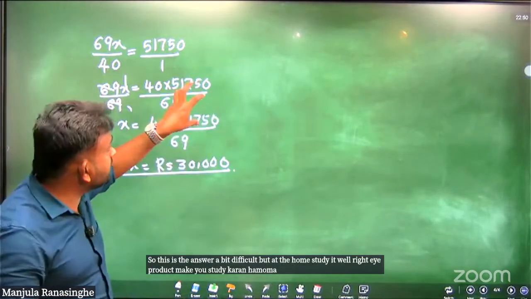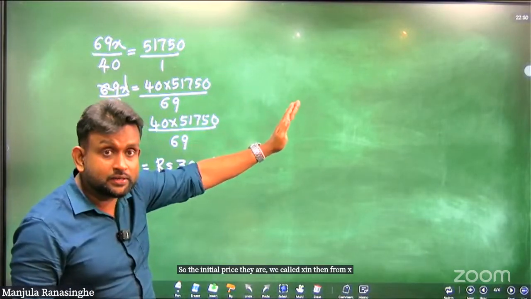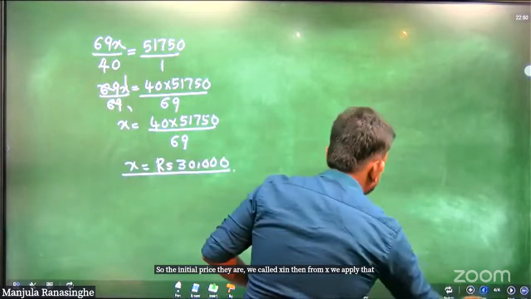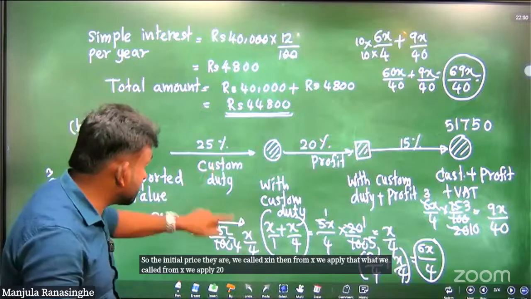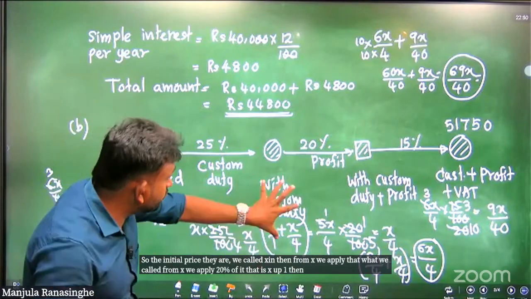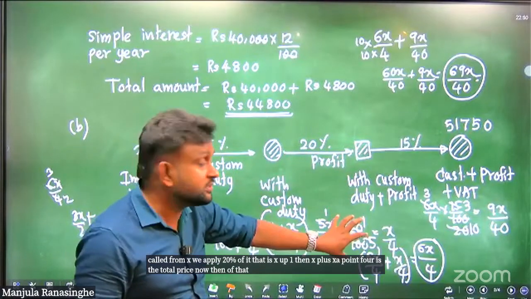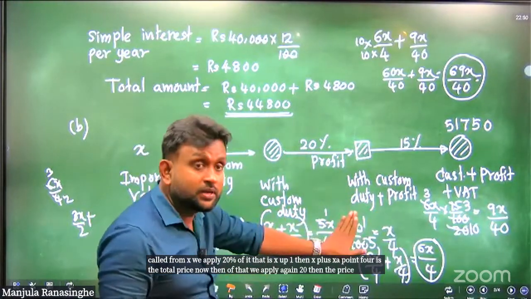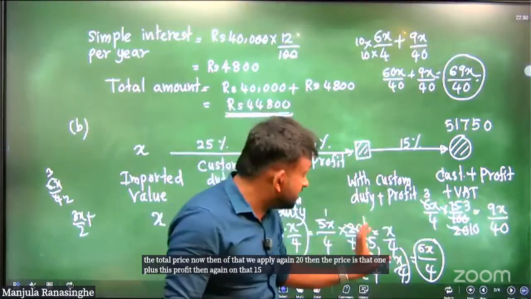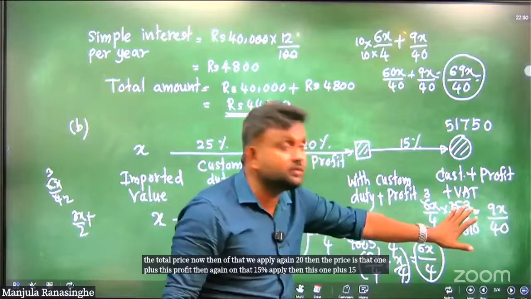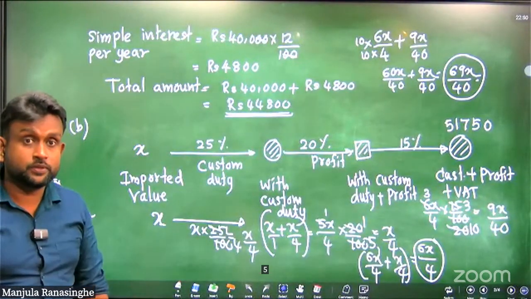So the initial price there, we called x, then from x we apply 20% of it, that is x upon 4, then x plus x upon 4 is the total price now, then of that we apply again 20%, then the price is that one plus this profit, then again on that 15% apply, then this one plus 15% value is the final price that equals 51,750. Okay, fine.